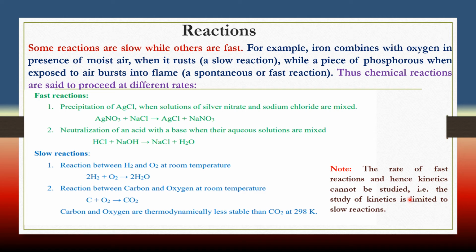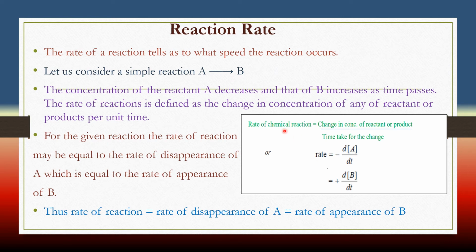So the kinetics of fast reactions cannot be studied, and the study of kinetics is limited to slow reaction processes, which can be studied easily to identify the order of that particular reaction. Now, the general definition of a reaction rate. Reaction rate, or rate of reaction, tells us at what speed the reaction occurs.